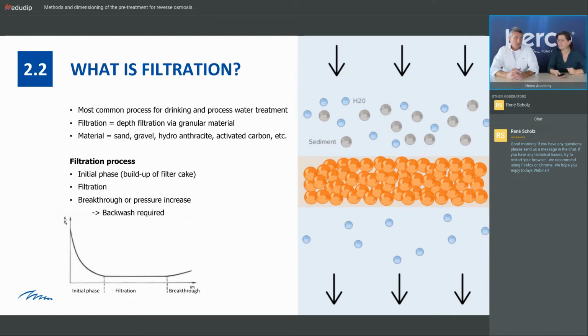Exactly. So sometimes it's done by experience. If you have a running filtration process, you can decide yourself when the differential pressure is critical and then make a backwash. After this time, the time sequence is normally the same every time.